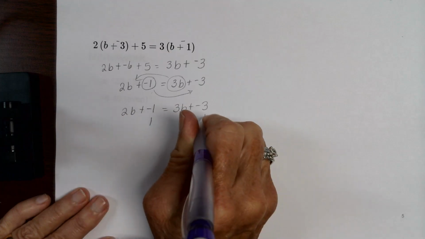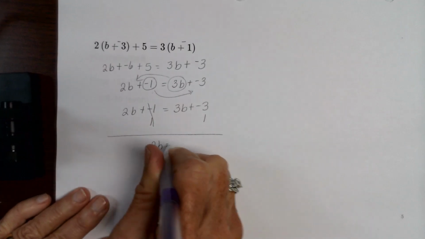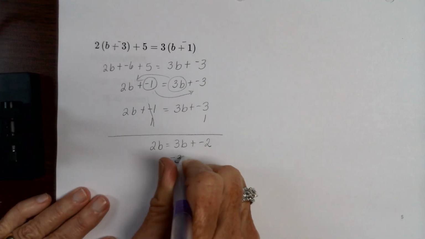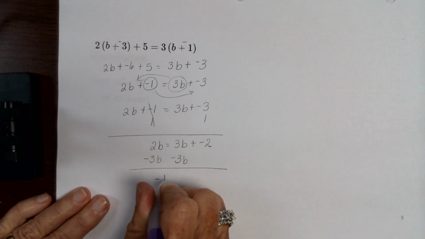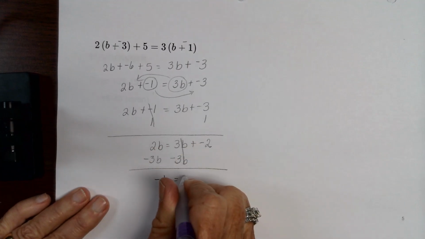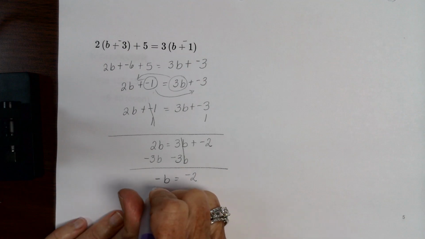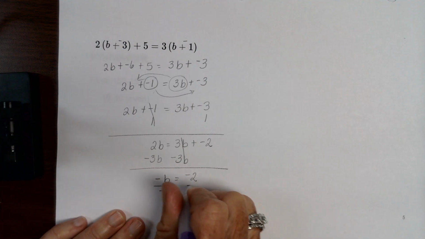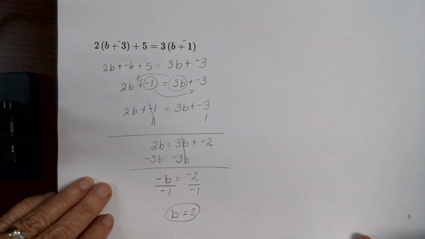So I have 2b plus negative 1 equals 3b plus negative 3. I'm going to add a positive 1 to both sides. Those go away. So I have 2b is equal to 3b plus negative 2. I'm going to add a negative 3b to both sides. So that's going to give me negative b equals negative 2. But I'm not allowed to leave it with a negative variable. That's the same thing as being multiplied by negative 1, so I must divide by negative 1 to get rid of that negative. So that leaves me b equals 2. And that's going to be your answer for that.